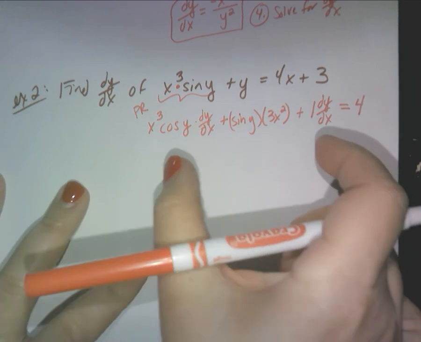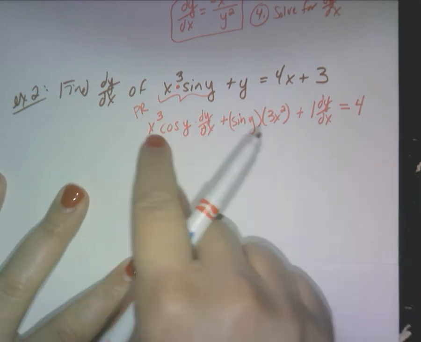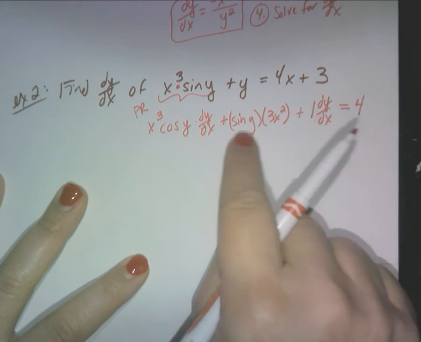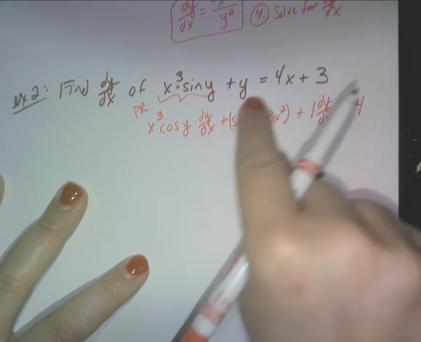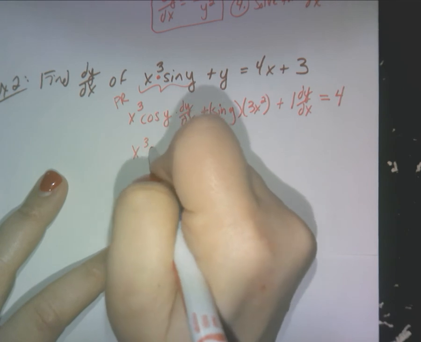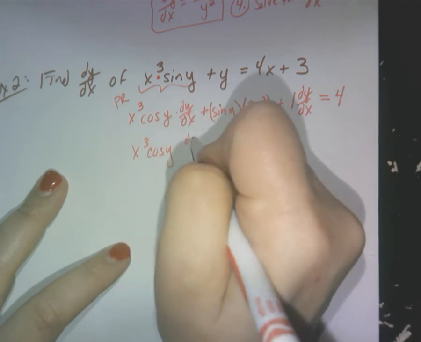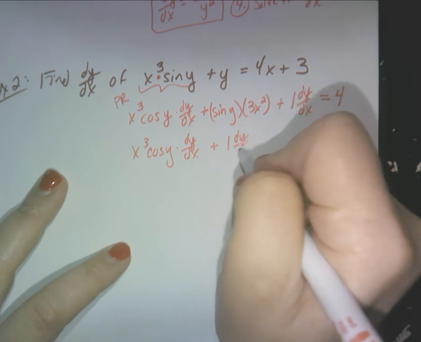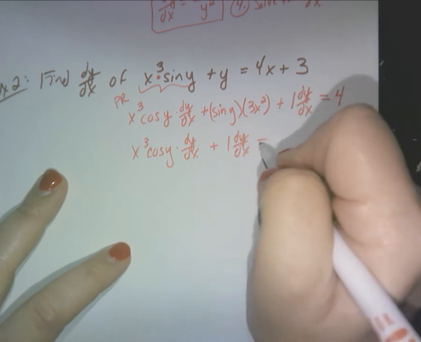I want to get all my dy/dx on this side. So do you see how this term has a dy/dx and this term has a dy/dx, but this guy doesn't? So I'm going to move this whole thing over. Do you all agree to that? Okay, so I'm going to keep x cubed cosine y times dy/dx. And I'm going to keep this plus 1 dy/dx. And again, you don't have to put the 1. I'm just putting it there.